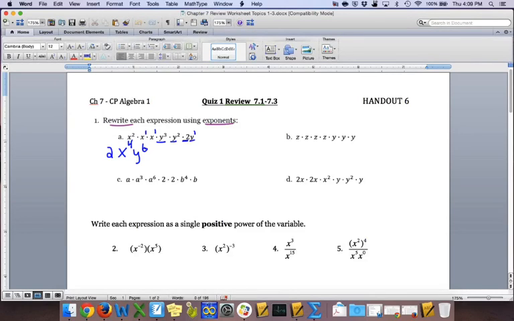Okay, let's look at part B. This one seems to be a little more straightforward. We have 4 z's and 3 y's. So that's going to be z to the 4th power times y to the 3rd power.